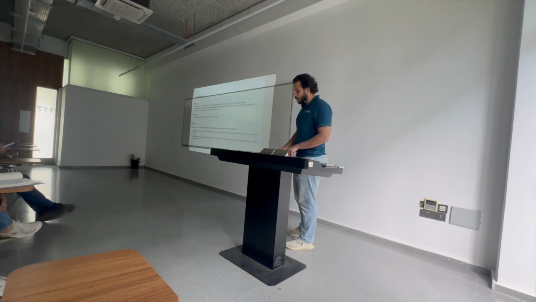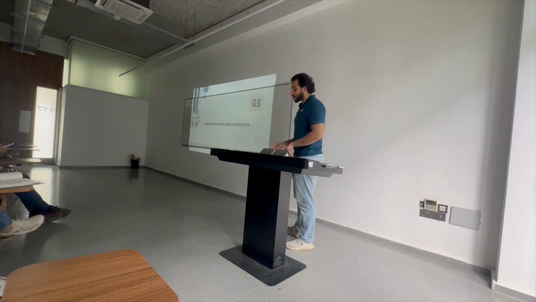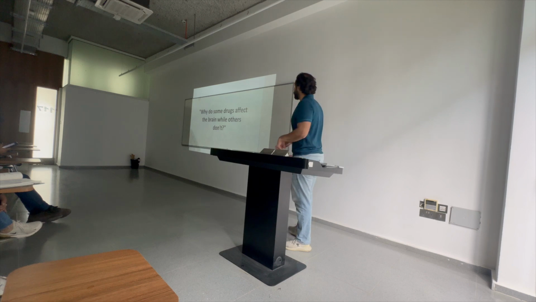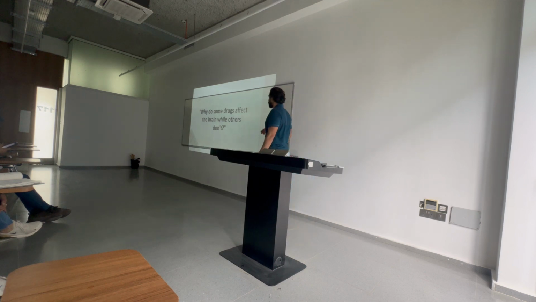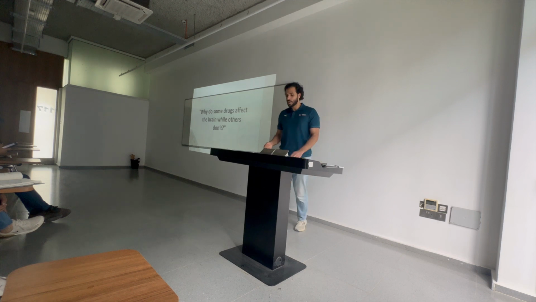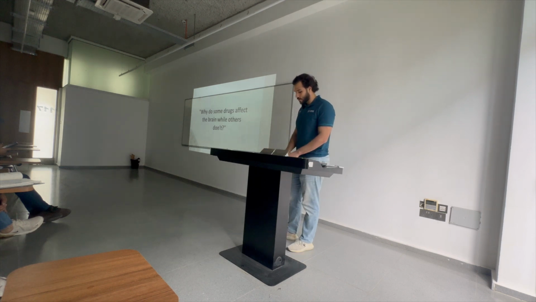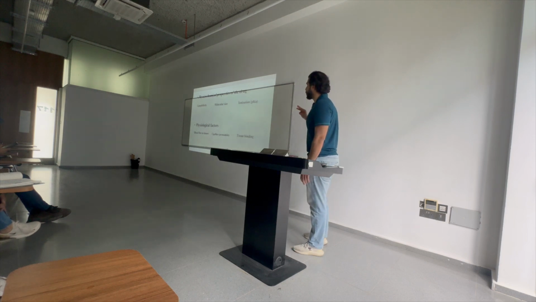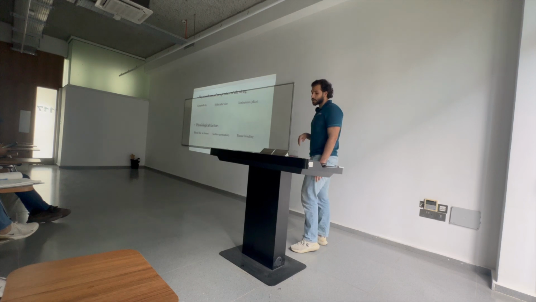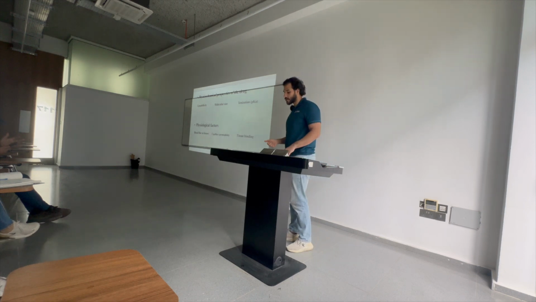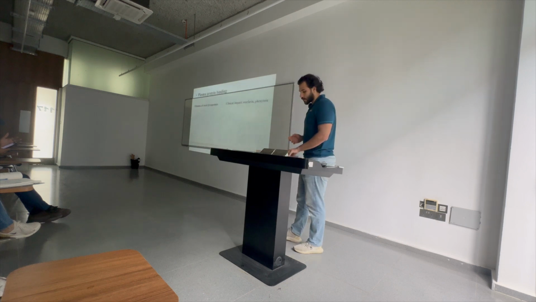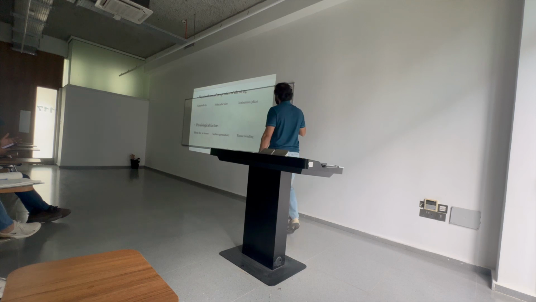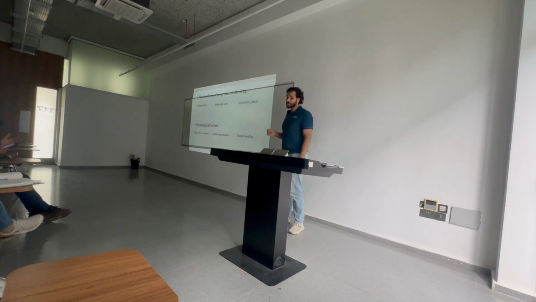So, factors affecting the distribution. Why do some drugs affect the brain while others don't? We will learn more about this later. We have three main properties that may affect drug distribution: physiochemical properties of the drug, physiological factors, and plasma protein binding. These three things may affect the drug distribution.